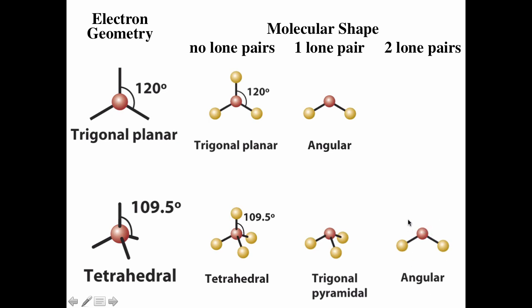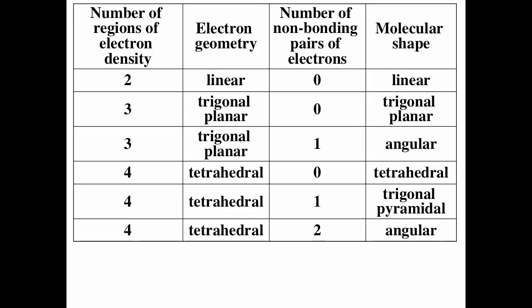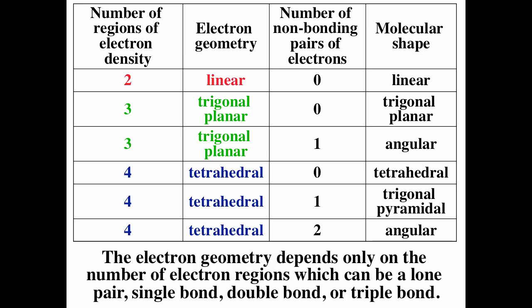And so again, electron geometry, you're looking at the regions of electron density around the center atom. Molecular shape, you're looking at the atoms relative to the center atom. And so we can make a table: number of regions, electron density, electron geometry, number of non-bonding pairs of electrons, and molecular shape. And again, notice that electron geometry depends only on the number of regions, electron density, which can be a lone pair, single bond, double bond, or triple bond.